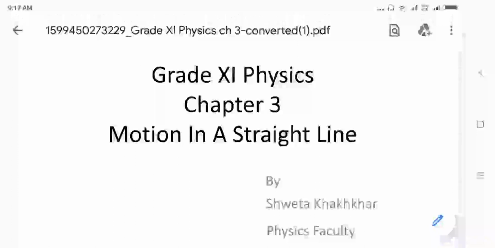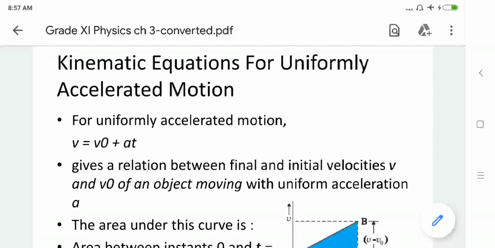Hello students, let us start our new session of chapter number 3, motion in a straight line. Here, let us discuss the new topic, kinematic equations for uniformly accelerated motion.